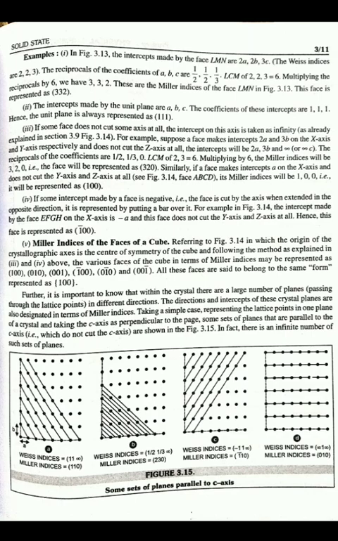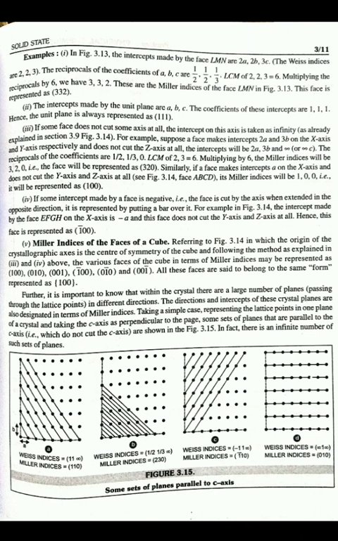Fifth, Miller indices of the faces of a cube. Referring to the figure in which the origin of the crystallographic axis is the center of symmetry of the cube, and following the method as explained in third and fourth above, the various faces of the cube in terms of Miller indices may be represented as (100), (010), (001), (1 bar 00), (01 bar 0) and (001 bar). All these faces are said to belong to the same form represented as {100}.